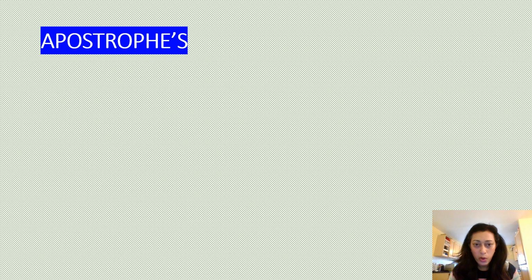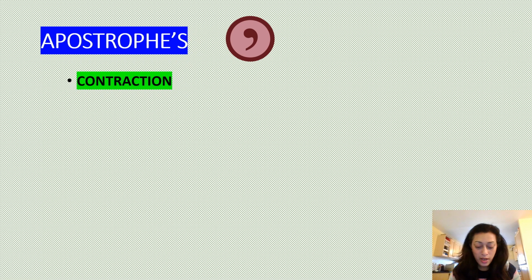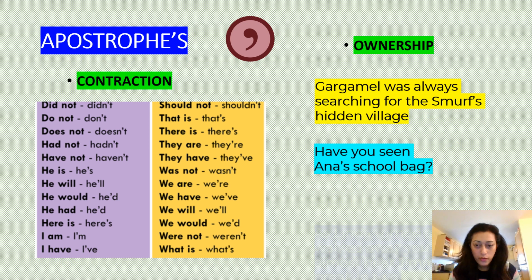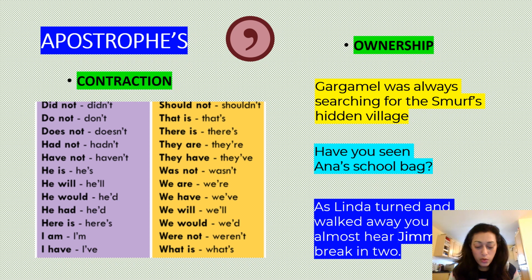The first is the apostrophes. Now, apostrophes serve two purposes in writing: to shorten and link connected words in what is known as a contraction, and to show possession or ownership of something. So apostrophe is used within a contraction. The purpose of an apostrophe is to indicate where a letter or letters have been removed from a contraction. If you take a look at the list here, did not changes to didn't. So what we have done is we have combined two words together, and it sounds better while talking as well.